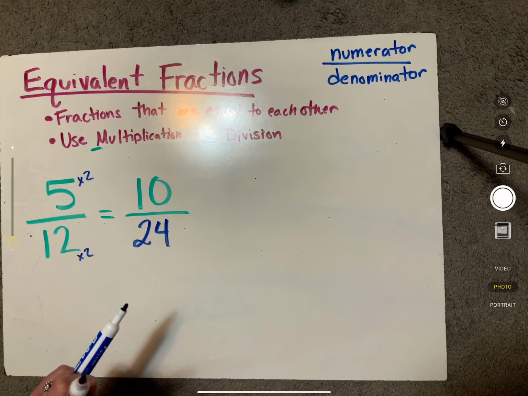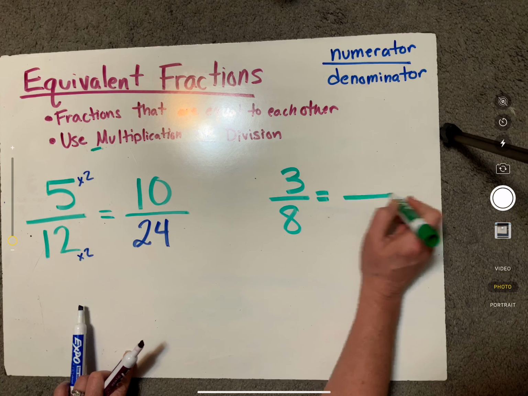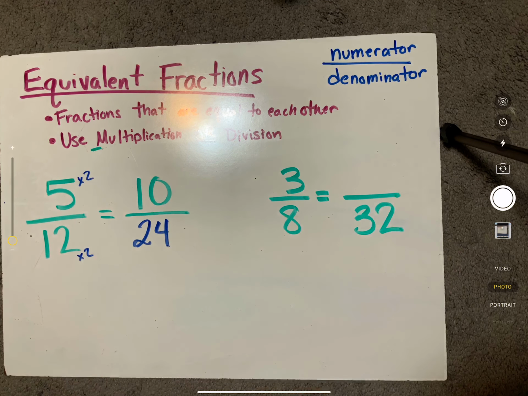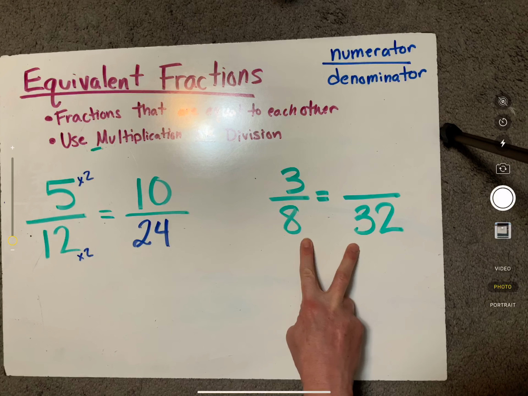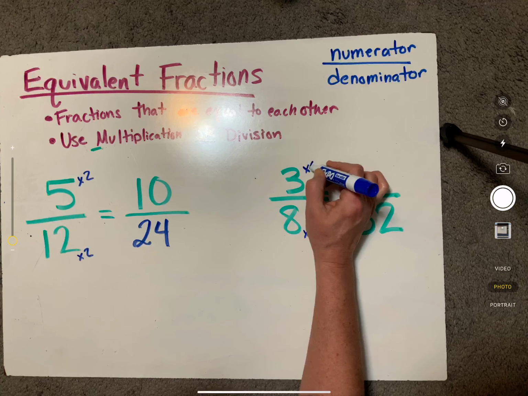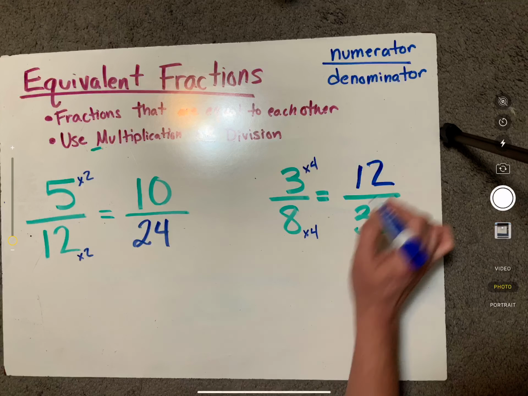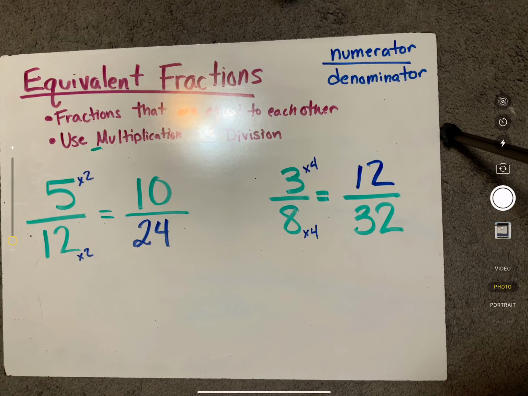All right, let's try another one. Let's do 3/8 equals, and we're going to have 32 as a denominator, but we don't know what the numerator is going to be yet. So 8 times what would be 32? 8 times 4, right? So then 3 times 4 would be 12. So our new fraction would be 12/32. And I know that sounds weird because it sounds like 30 seconds, but 12/32 is how you would say that fraction.